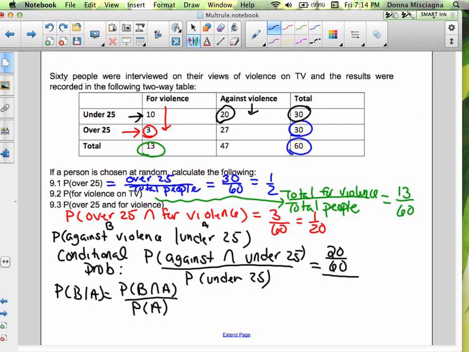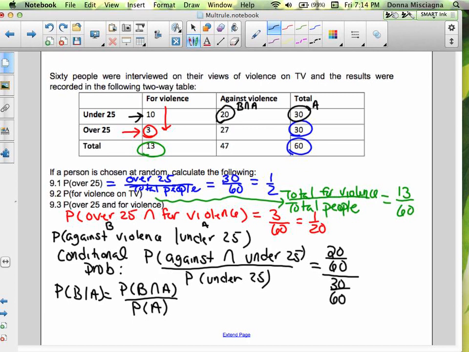So this number here, I wanted to label them, that's why. This was the B and A event, and that's the A event. I just wanted to make sure it was clear how each of these numbers fits into that conditional probability formula.